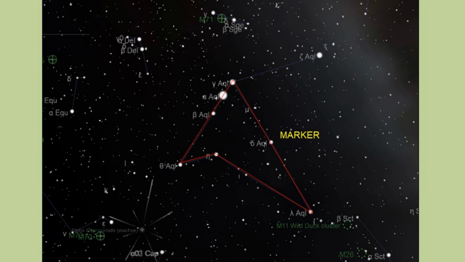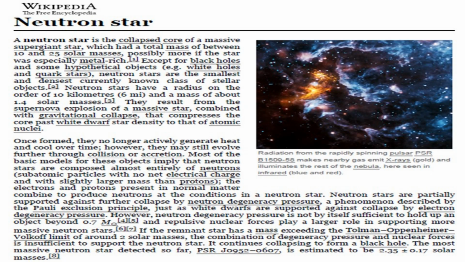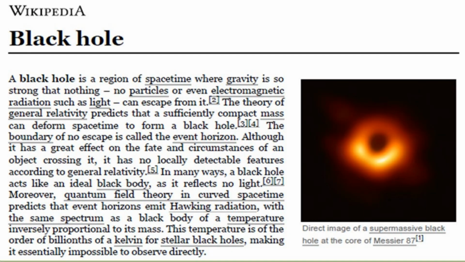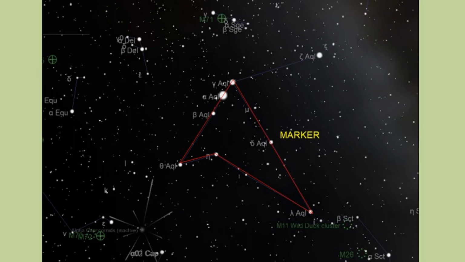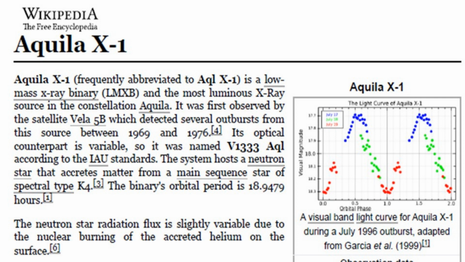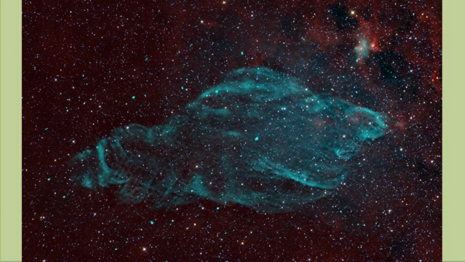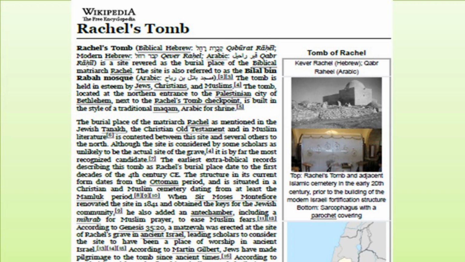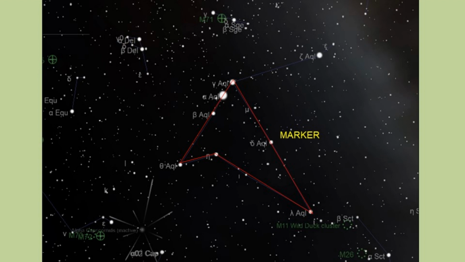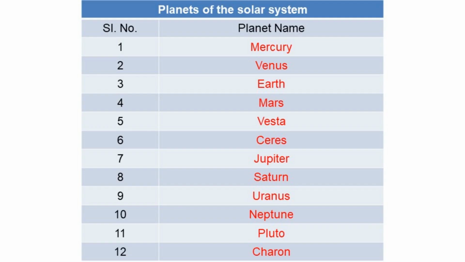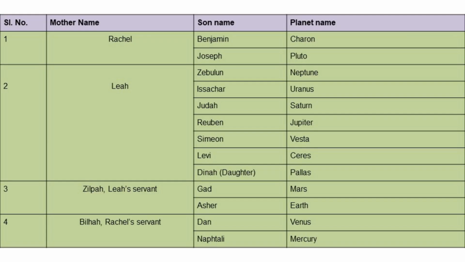The constellation Aquila is the marker, and one of the neutron stars or a black hole present in the constellation Aquila represents Rachel. It could be Aquila X1 and the Manatee Nebula. There are many claimants for Rachel's grave in Israel, but the grave that possesses this mark is the real grave of Rachel. Benjamin is the 12th son of Jacob, representing the 12th planet Charon. These are the 12 sons of Jacob representing the 12 planets of the solar system.